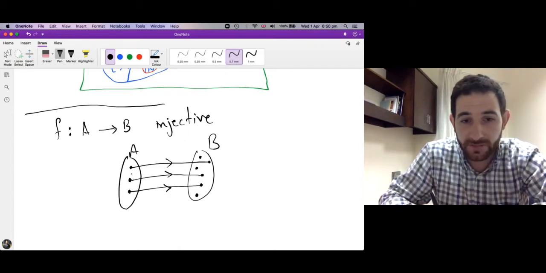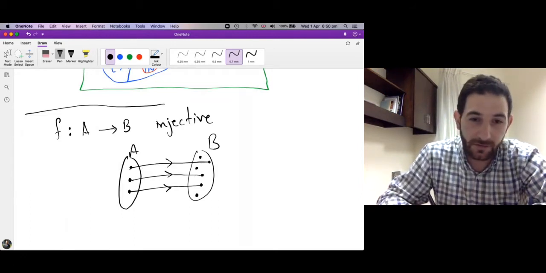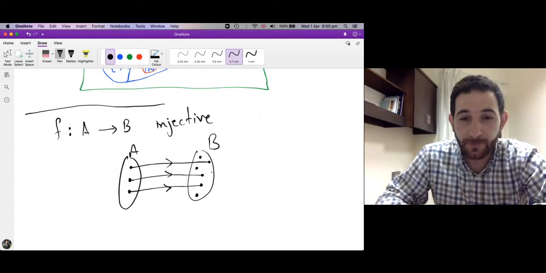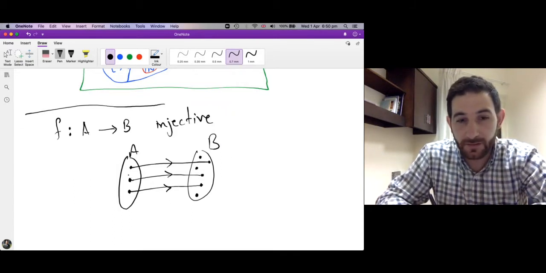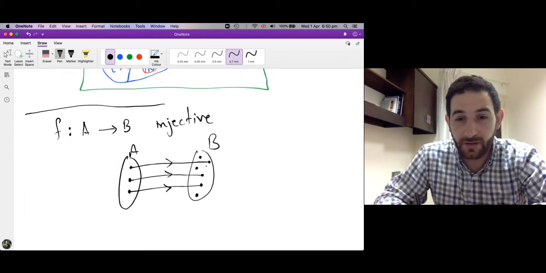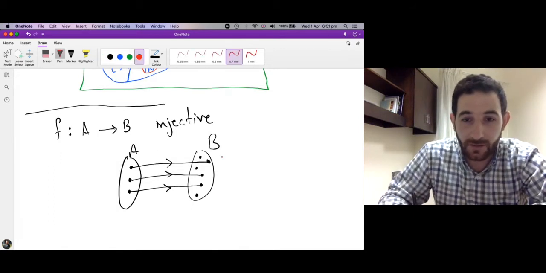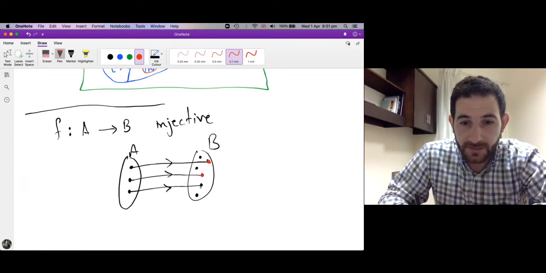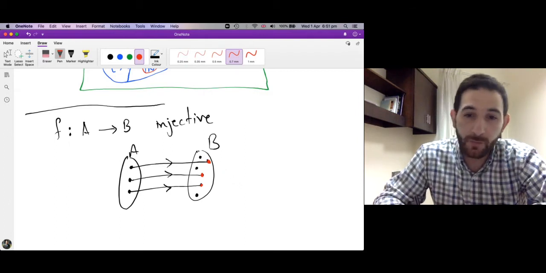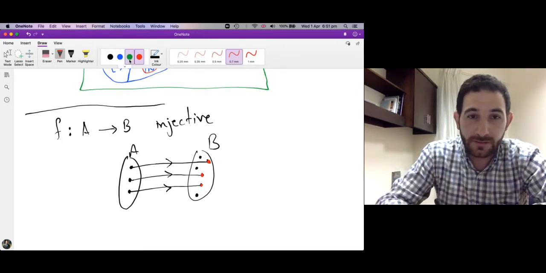And see here, no two elements in the domain have the same image. What can you tell about the number of elements of A compared to the number of elements in B? Look, all the elements here in A have a unique copy in B. No two copies are identified here, right? So they are the red ones. All the elements in A have distinct copies in B, and maybe we have more elements in B.